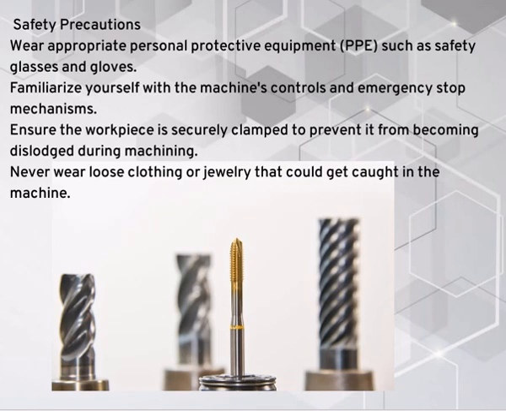As we near the end, there are also safety precautions that we should observe while dealing with lathe machines. You should ensure that you wear appropriate personal protective equipment when operating, such as safety glasses and gloves. Also, familiarize yourself with the machine controls and the emergency stop mechanism. Another safety measure is that your workpiece should be securely clamped to prevent it from dislodging during machining and causing an accident. Also make sure that you never wear loose clothing or jewelry that could get caught in the machine.